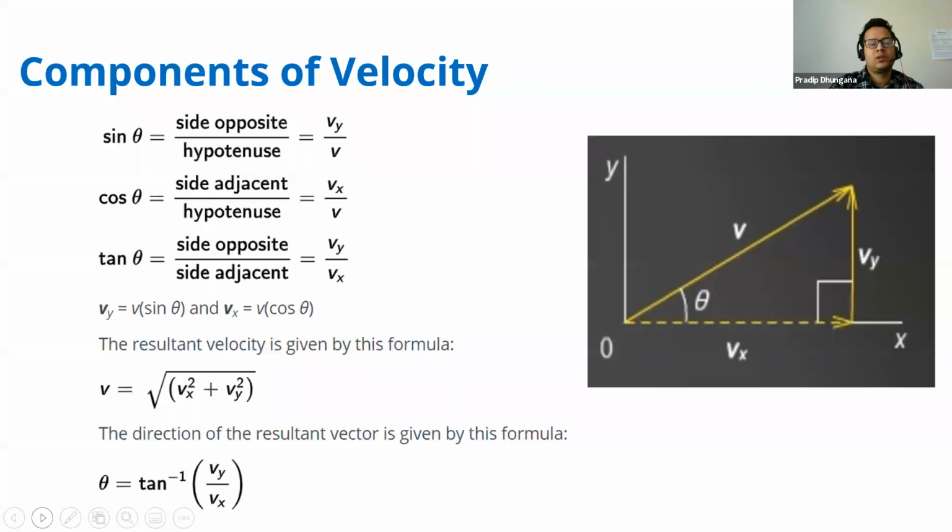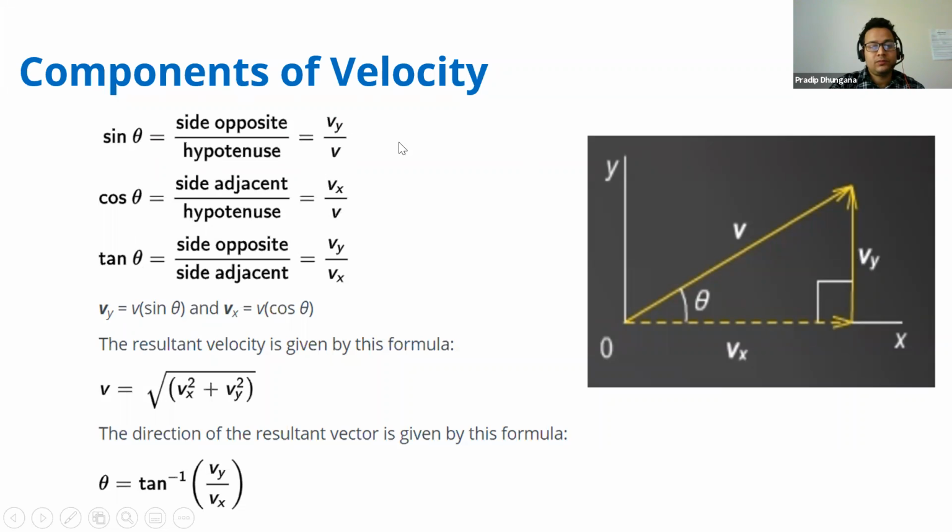Now let's talk about components of velocity first, and then we'll summarize everything, and then we'll work on some of the problems. Sine of theta is side opposite over hypotenuse. You already know that. If we want to resolve a vector into x component as well as y component, then we'll get this figure. So this Bx is your x component of velocity, By is the y component of velocity. In that way, sine theta is your opposite over hypotenuse. Similarly, cosine theta and tangent theta.